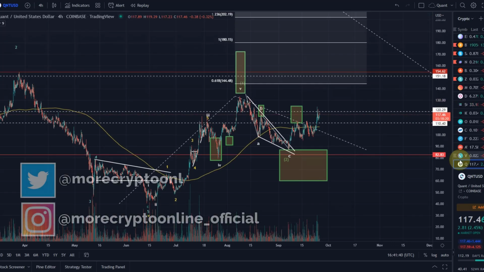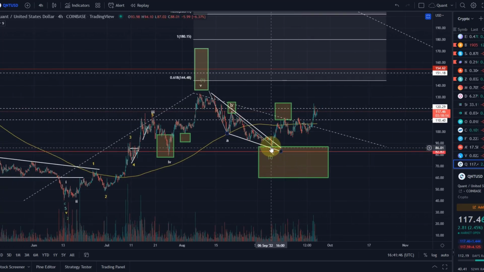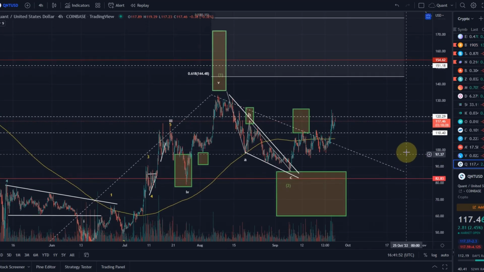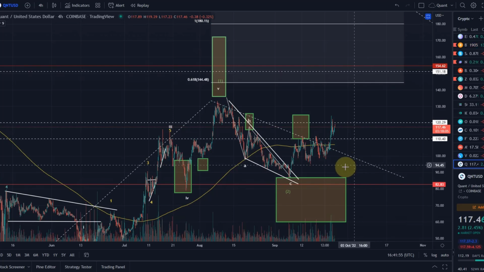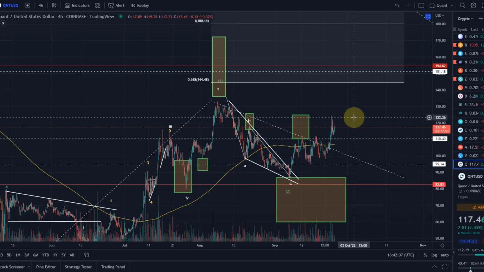It may very well be that Quant's low was already in here in wave 2, so I've upgraded the alternative count now to the primary expectation. That remains valid as long as we're holding the $95 level. So I'm upgrading this to relevant support, the $95 level.